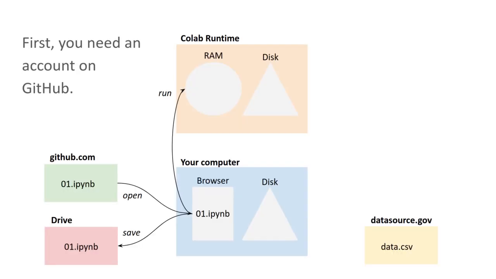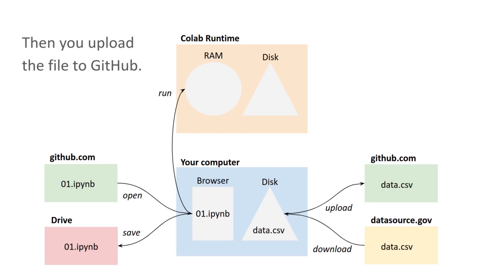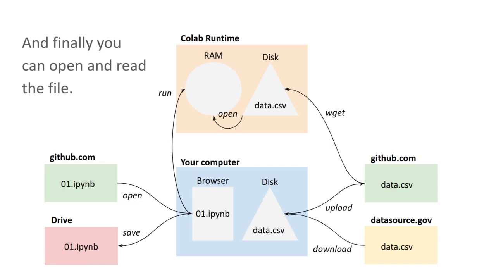So first, if you want to store things on GitHub, you need a GitHub account. And then you create a repository, which is a storage space for your project. Then you'll use a browser on your computer to download the file. And when you do that, it's going to go onto the disk that's on your computer. And then you can upload it from there to GitHub. And then use wget to copy it from GitHub into the Colab disk. And finally, you can use open in order to read it from the disk into RAM.